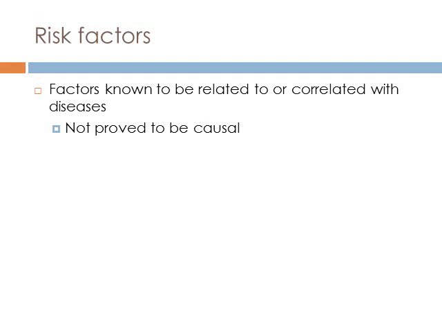Moving on to talking about risk factors. So what are risk factors? Risk factors are factors that are known to be related or correlated to certain diseases, but they're not proven to cause a disease. So there's just an association or relationship, but there's no causal proof that these two are related. It's just a correlation.